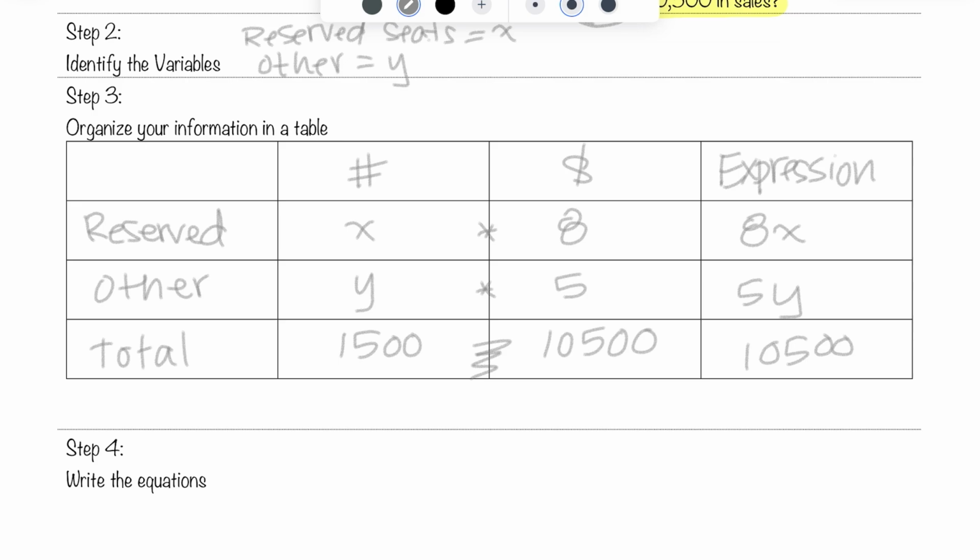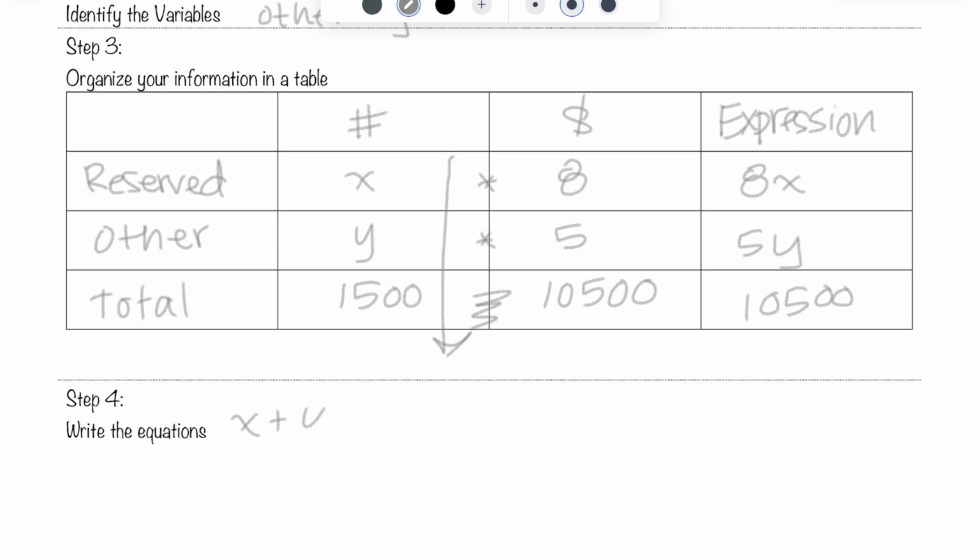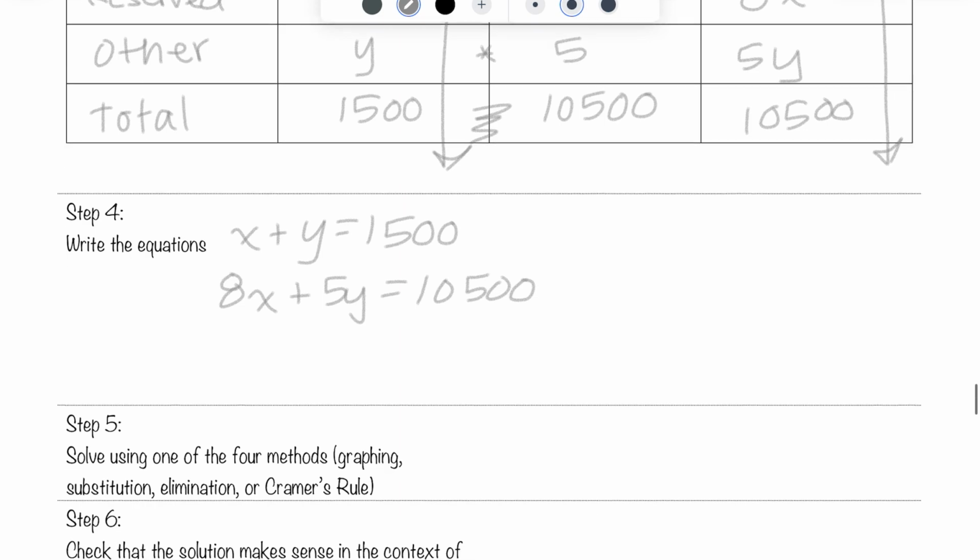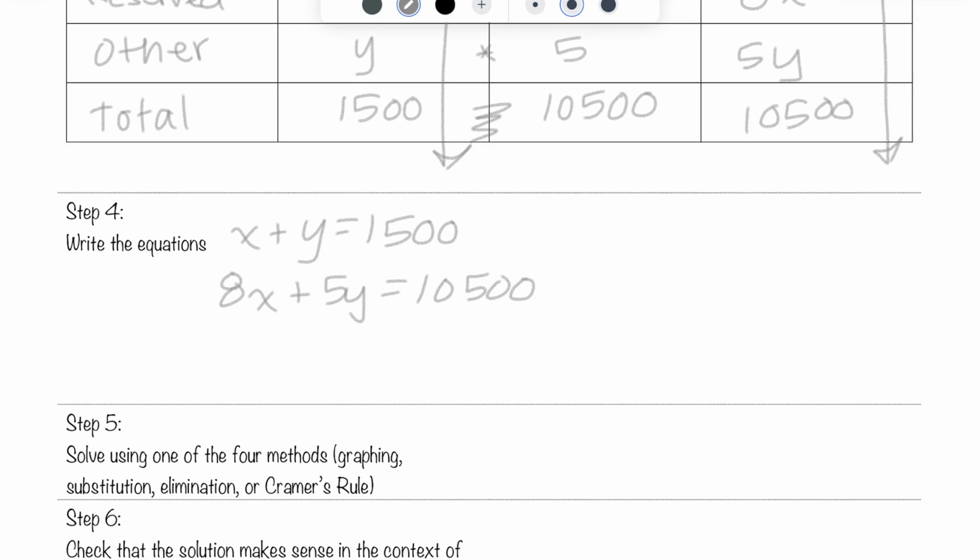Once I've set up my table, then I'm going to write my equations, and I write it by going down this column. So my first equation would be x plus y equals 1,500, because some amount of reserved seats plus some amount of other seats equals 1,500 seats. Then I'm going to write down this column. So 8x plus 5y equals 10,500. So I know that $8 per seat times x plus $5 per seat times y is going to equal $10,500. Once we have these equations, then it's just solving a system of equations.